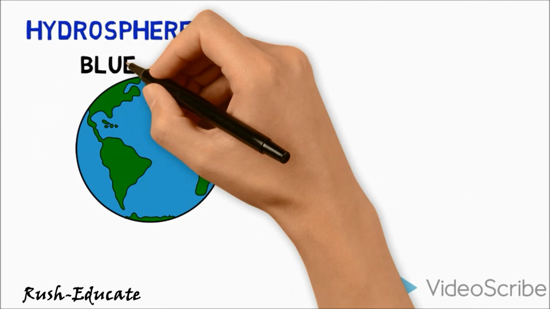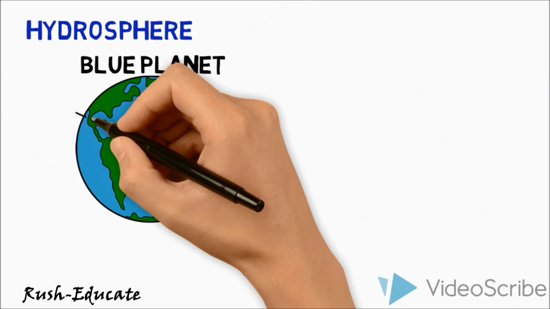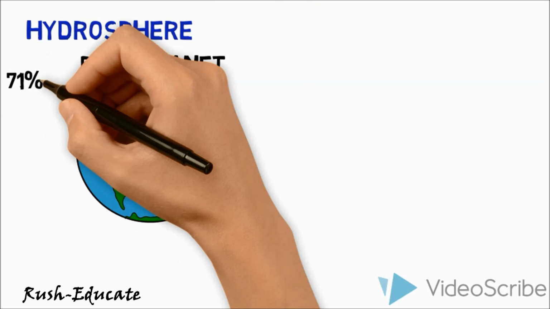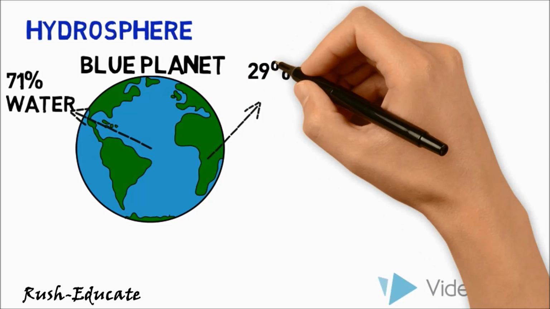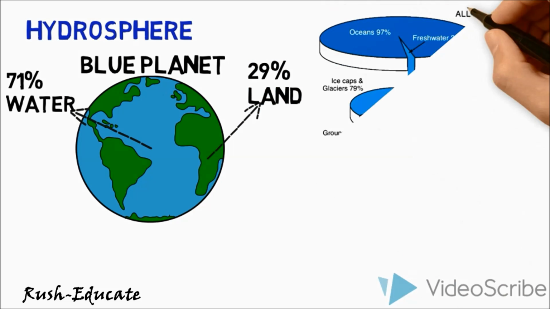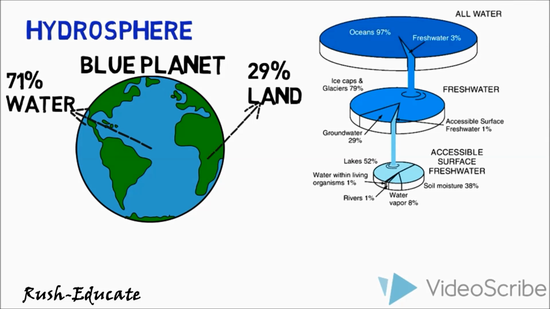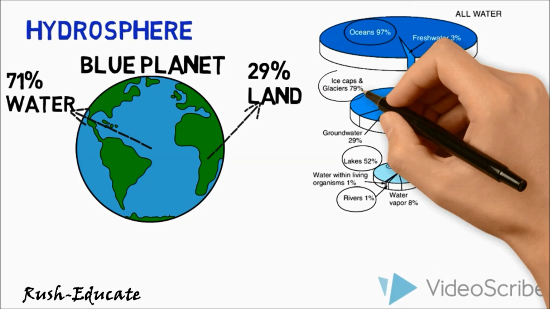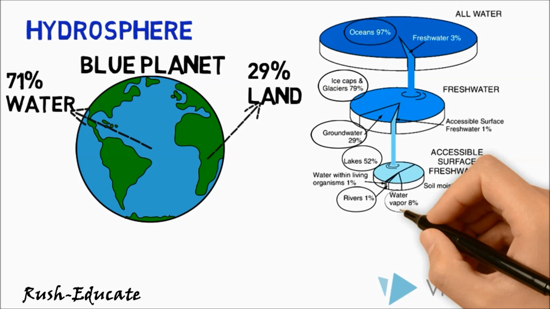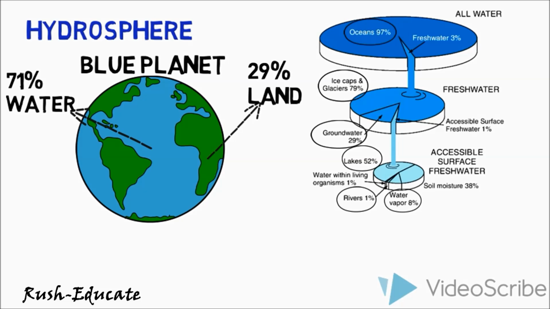The Earth is called the blue planet because more than 71% of the Earth is covered with water and only 29% is land. The hydrosphere consists of water in all its forms: running water in oceans, rivers, and lakes, ice and glaciers, underground water and the water vapor in the atmosphere all comprise the hydrosphere. More than 97% of the Earth's water is found in the oceans and is too salty for human use.